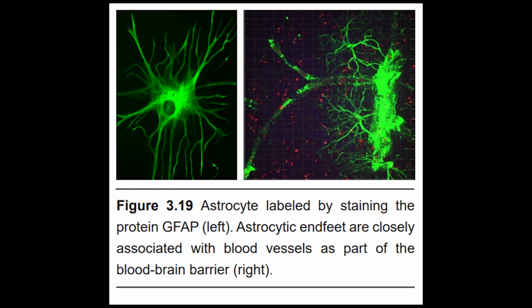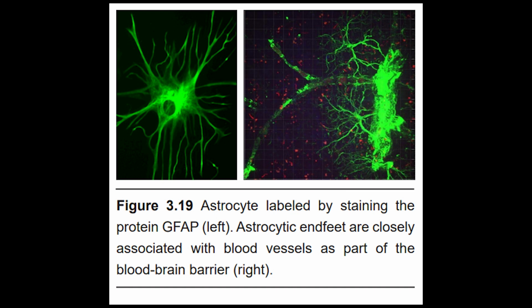Astrocytes are named for their characteristic star-shaped morphology. Astrocytes have a dense expression of the protein glial fibrillary acidic protein, or GFAP, and this protein is often used as a marker for differentiating astrocytes from other cell populations. One of the main functions of astrocytes in the brain is to help maintain the blood-brain barrier.